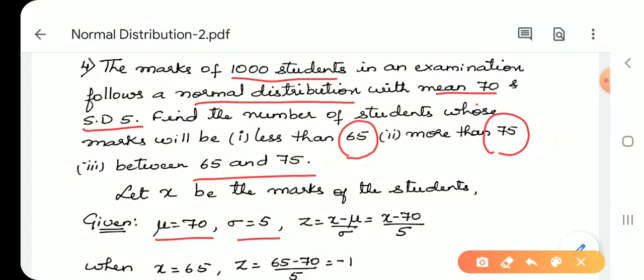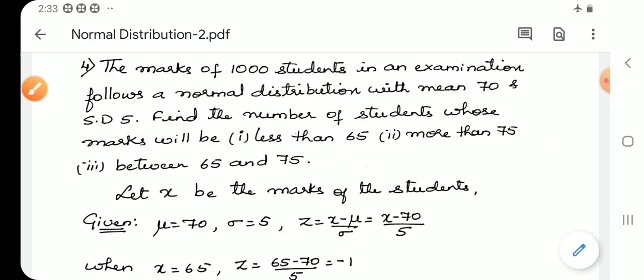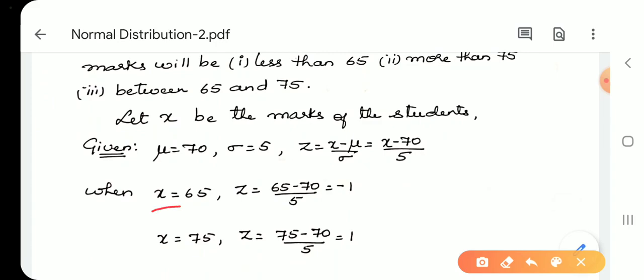Here, first of all, let us decide what is x. Let us define x to be the marks obtained by the students. Now these values of x, that is 65 and 75, we have to find in terms of z, and z is given by the standard normal variate (x minus mu) by sigma, that is (x minus 70) by 5. So let us find the values of z. When x is 65, we get z as minus 1. When x is 75, we get z as plus 1.